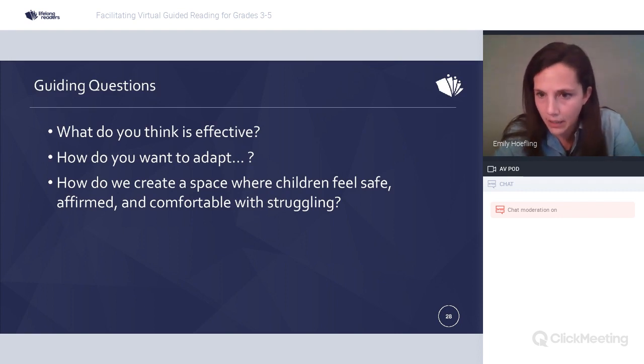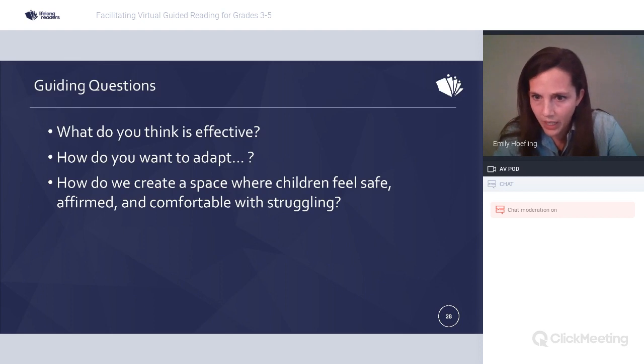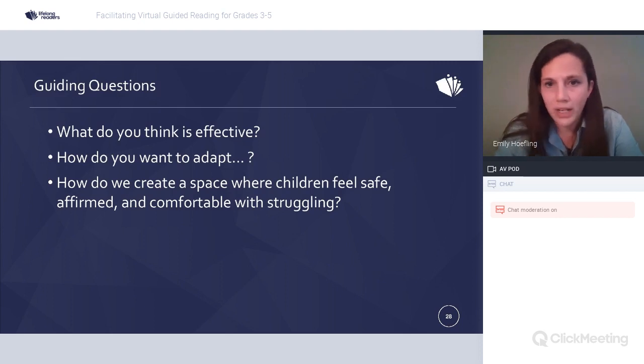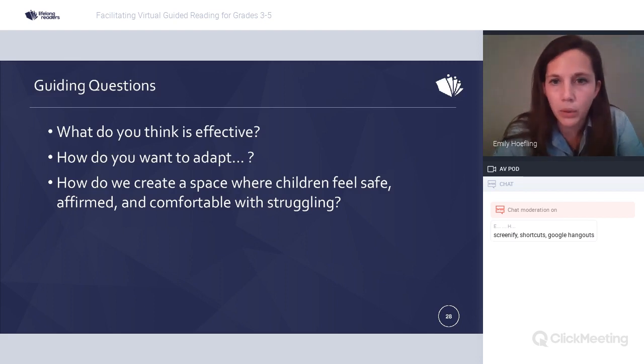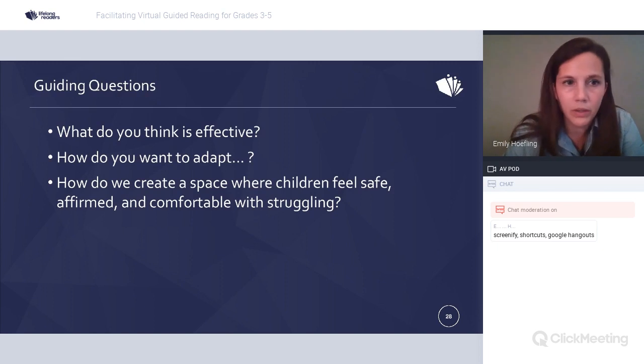Jasmine was pointing out Google Meet. Thank you for that. Kathy said that's what they're using, so fantastic. And Ebony has lots of options. I'm going to pull that over because I can see it now, and I'll pull over others as we go. Okay, we'll keep it moving.